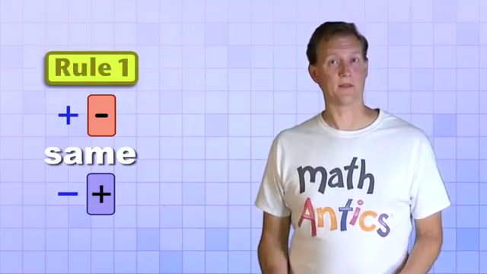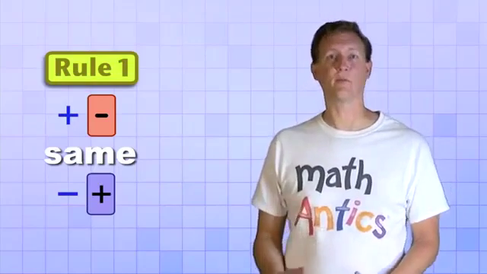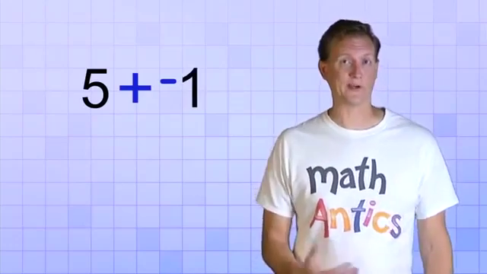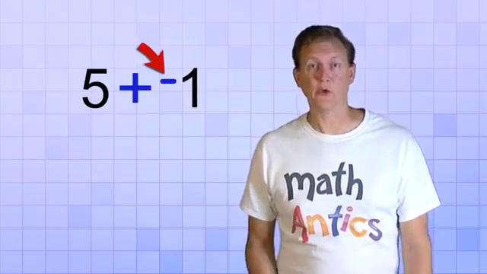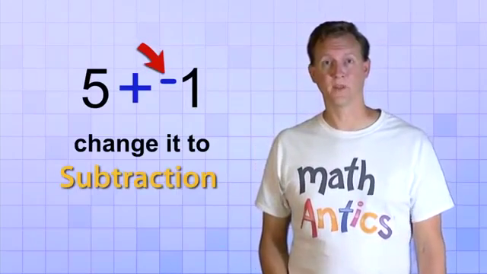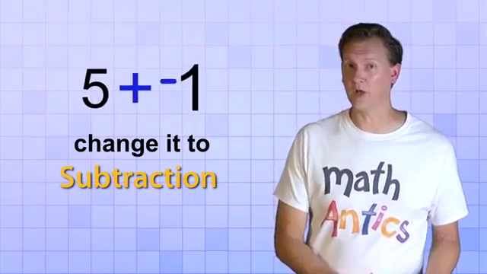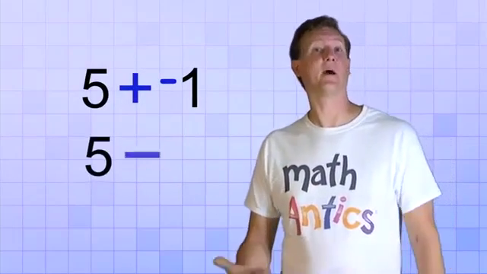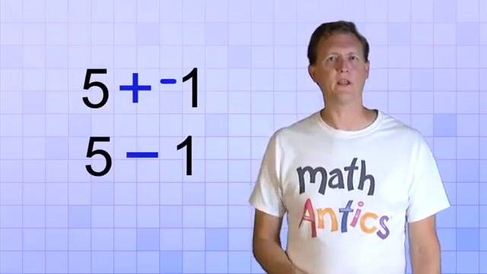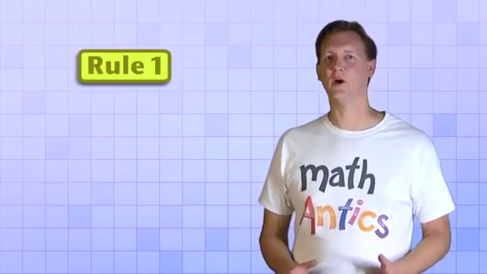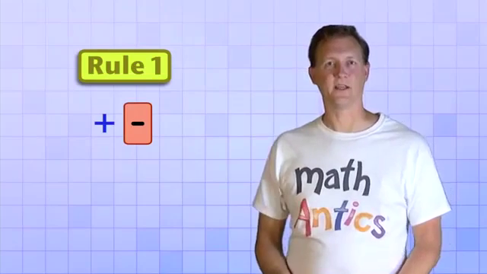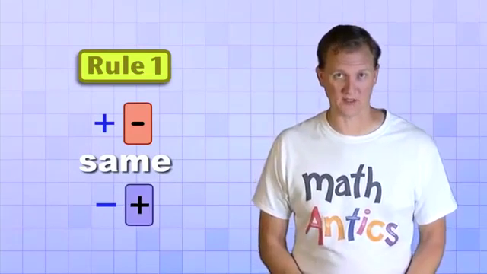When it comes to math, this rule means that if you have a problem like this, 5 plus negative 1, where you're adding a negative number, you can just change it to subtraction. Instead of 5 plus negative 1, you can just write 5 minus 1. There are different ways of writing the same thing. Okay, so rule number 1 is adding a negative is the same as subtracting a positive.